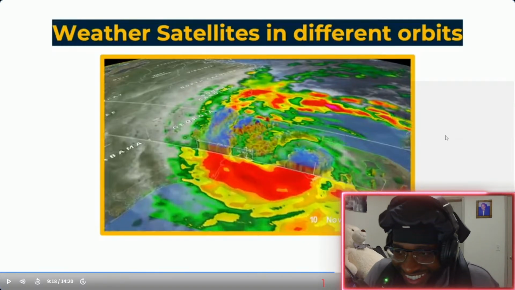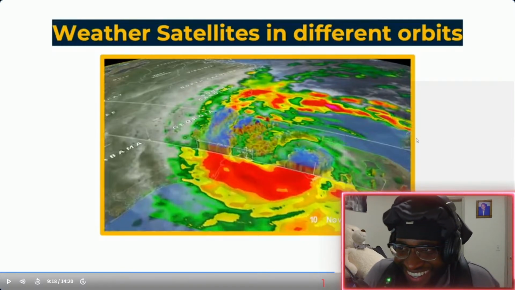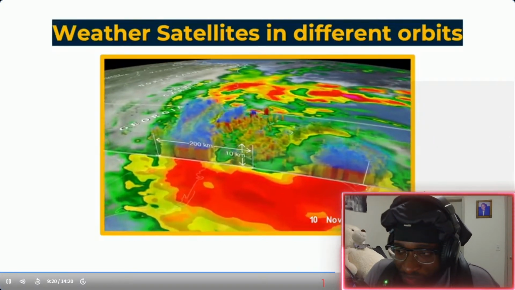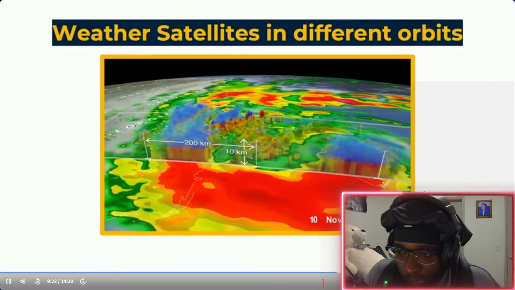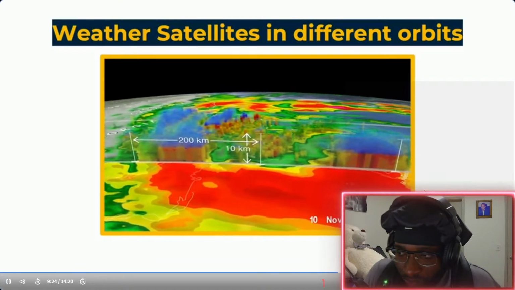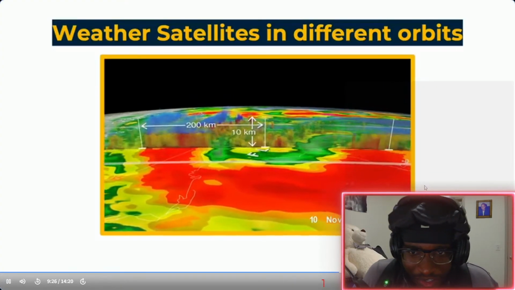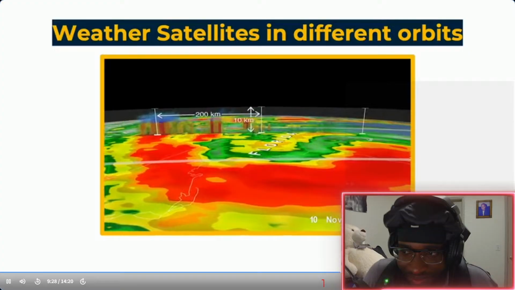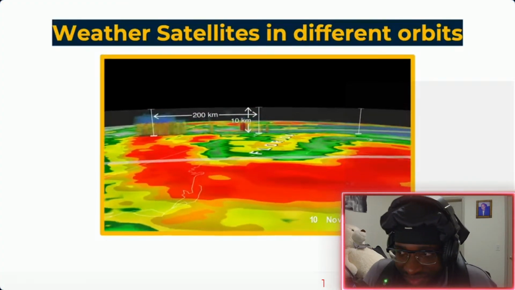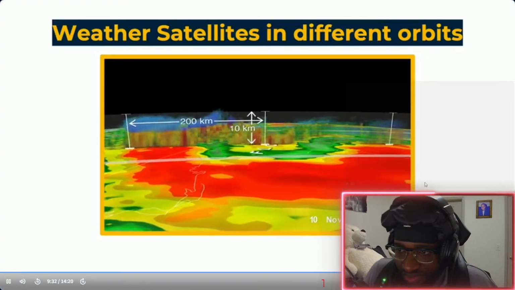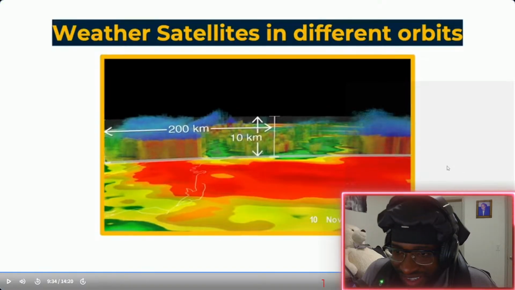Body armor. Yeah. Yeah, nah. See this really fine scale resolution, and that fine scale resolution is from the low Earth orbiting satellite, and that coarse large scale resolution is from the geosynchronous satellite. So you can combine these two.